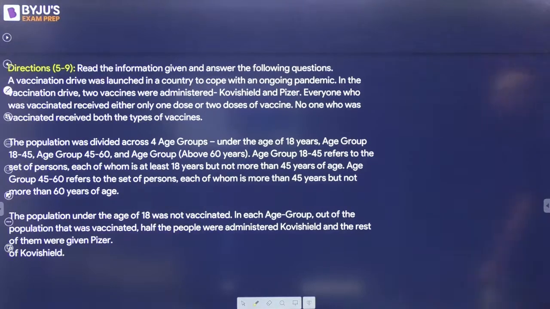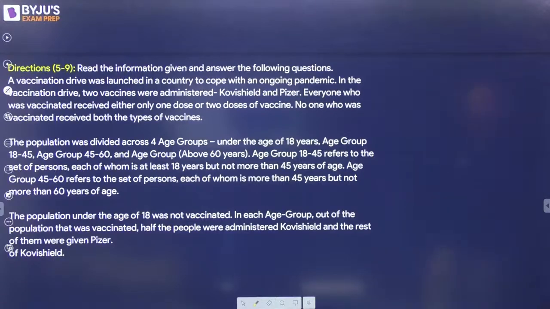Read the information given and answer the following questions. A vaccination drive was launched in a country to cope up with an ongoing pandemic. In the vaccination drive, 2 vaccines were administered, Covishield and Pfizer. Everyone who was vaccinated received either only 1 dose or 2 doses of vaccine. No one who was vaccinated received both the types of vaccines, which is kind of a standard thing, right? During the Covid vaccination, it wasn't that you take one Covishield and one Covaxin. Either you will have both Covishield, or both Covaxin, right?